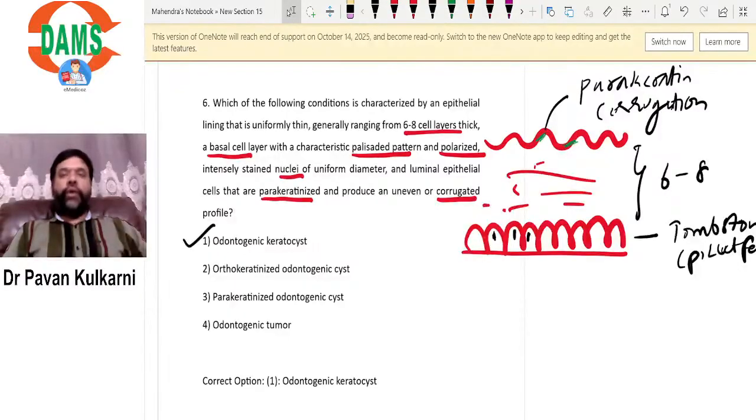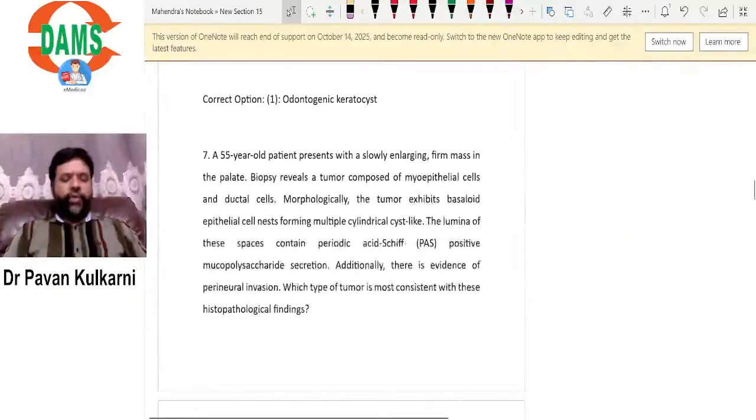And the most important one in orthokeratinized is it will have the granules, specific granules within the stratum granulosum. So that is what you have to remember in case of the OKC as well as orthokeratinized odontogenic cyst. Okay, let us move to the next question here.